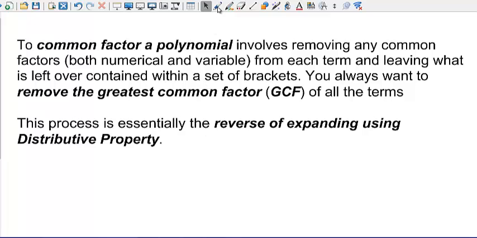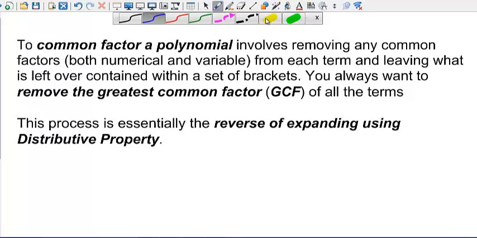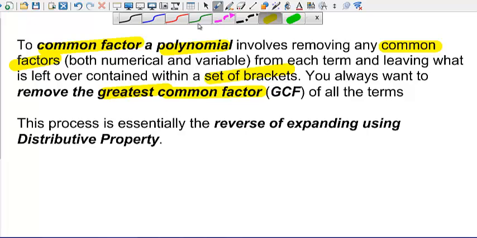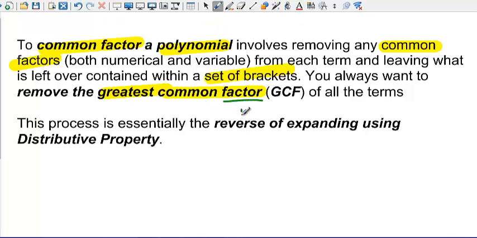All right, so let's get on to the actual title of the lesson today, to common factor a polynomial. So we've been talking about polynomials. That means several terms. And to common factor, that's the title of our lesson today. If we're going to be common factoring a polynomial, we're going to need to remove any common factors from all of the terms. That means both numerical and variable, just like with the last example with the 2xy and the 6x. So we're going to take that common factor out of each term. We're going to divide it from each term and basically write down what's left over contained in a set of brackets. You're always going to want to take out the greatest common factor, or GCF, as I mentioned in a few of the examples, because that means to factor fully. Typically, your instructions are going to be to factor fully.